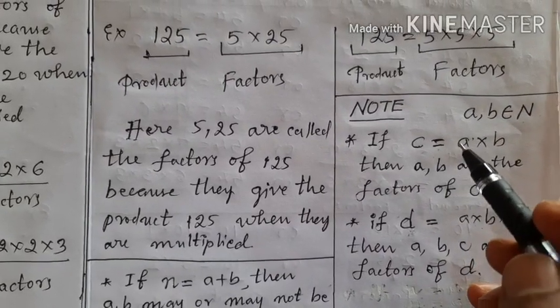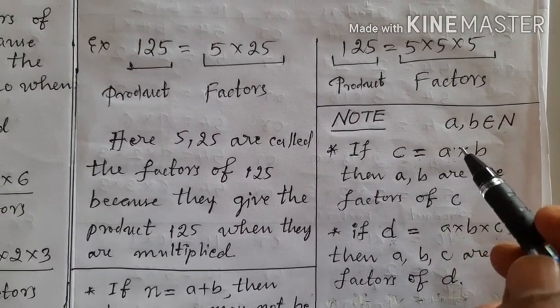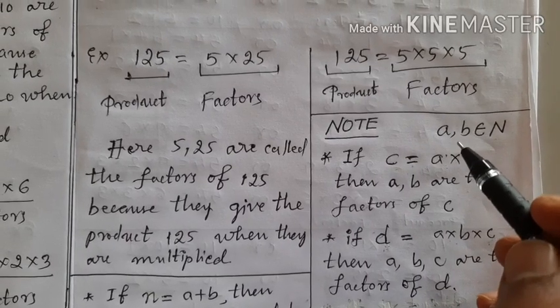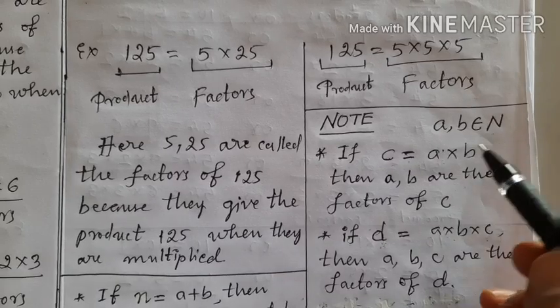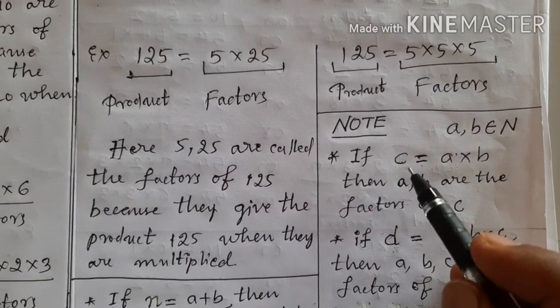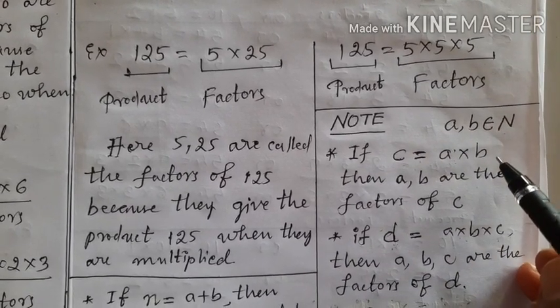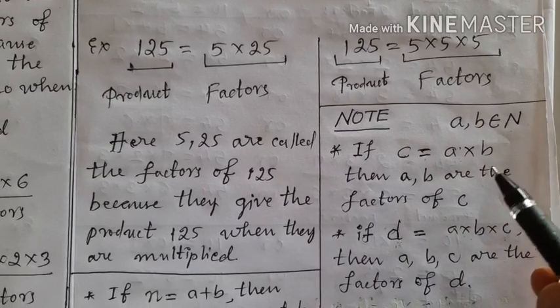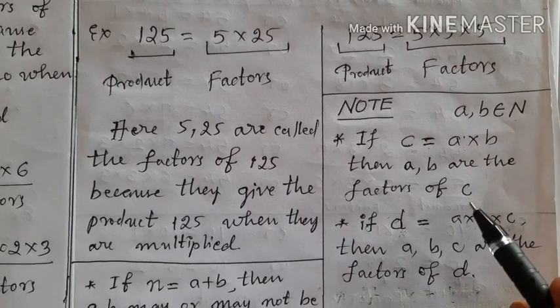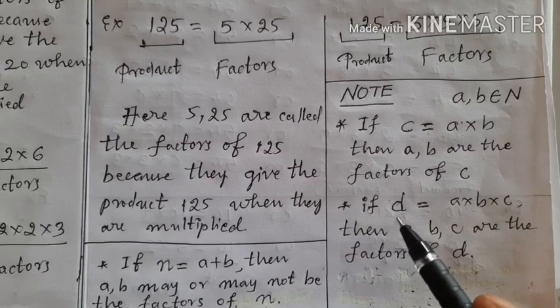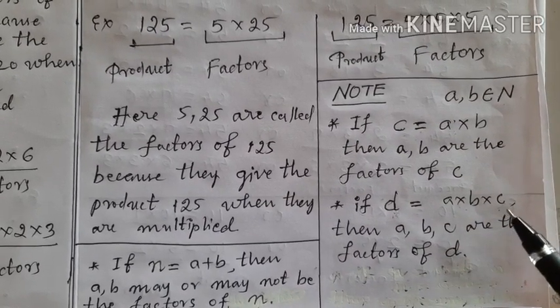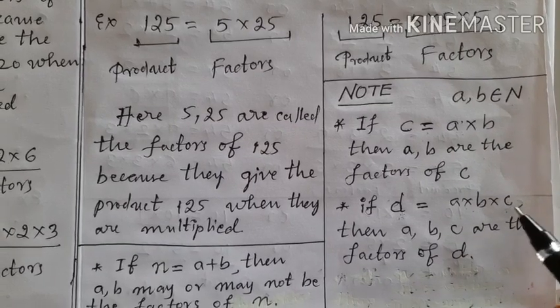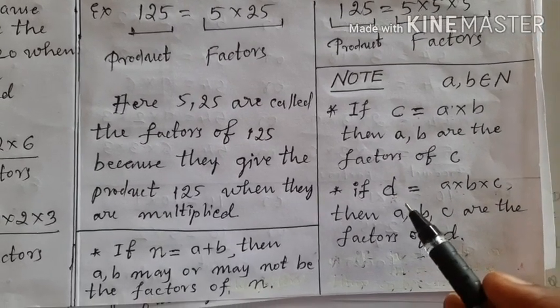So, children, in general we can say that if A and B are natural numbers, then if C is the product of A and B, then A and B must be the factors of C. Similarly, if D is the product of A, B, C, then A, B, C must be the factors of D.